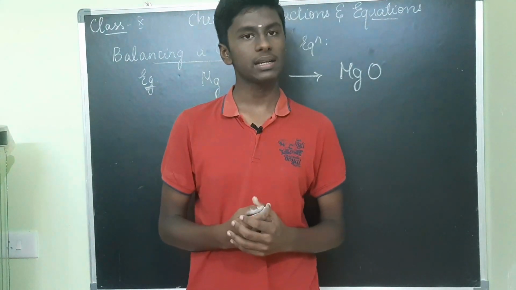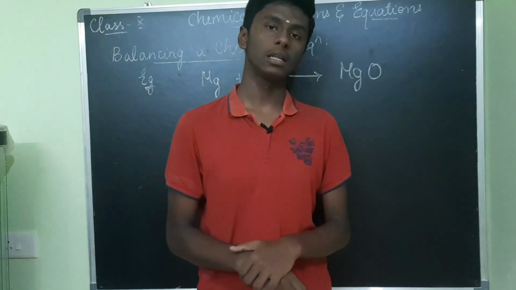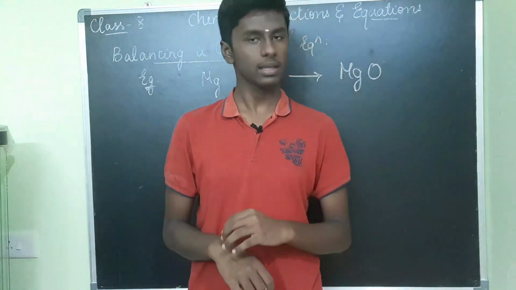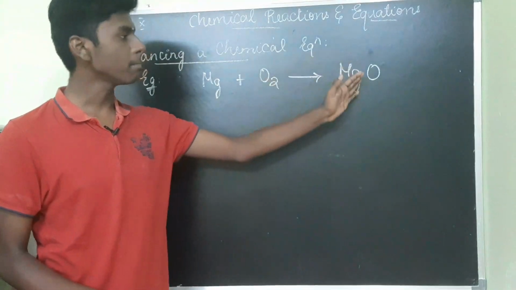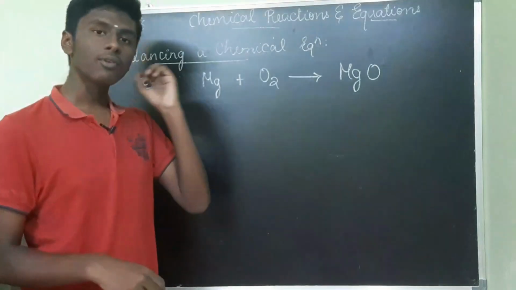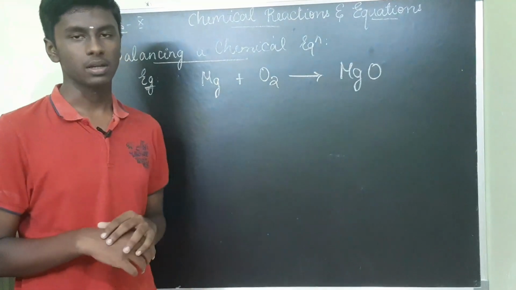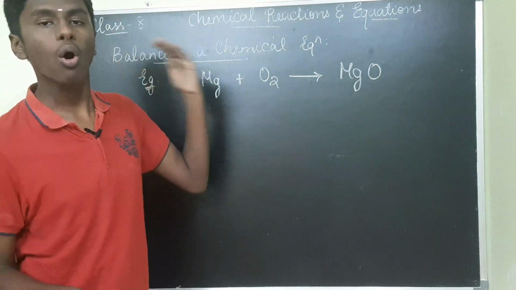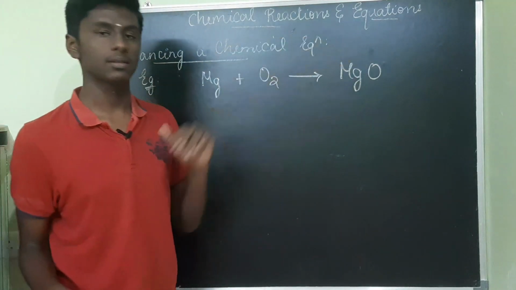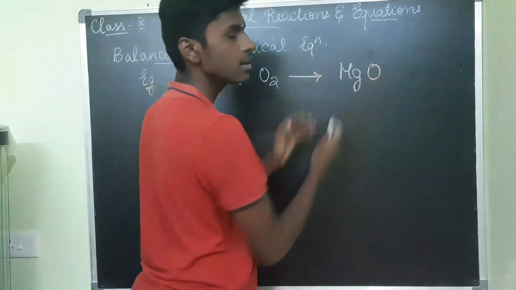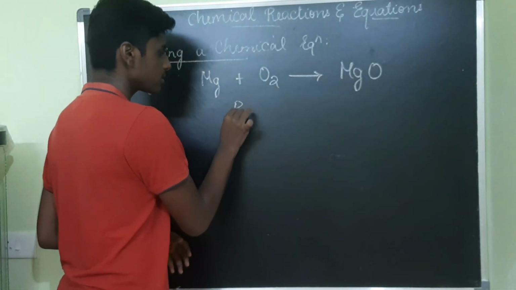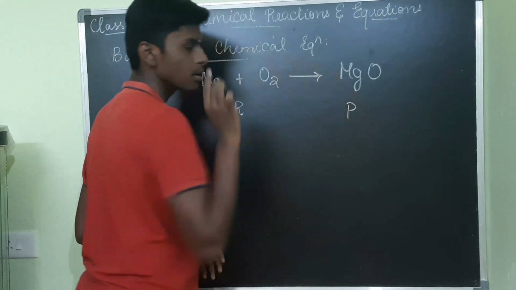So now let's try to understand how to balance a chemical equation. We will take an example: magnesium reacts with oxygen to form magnesium oxide. The first thing to note down is to list all the atoms present on either side. This is your left hand side, that is your reactants. This is your right hand side, that is your products. Let's write reactants as R and products as P.